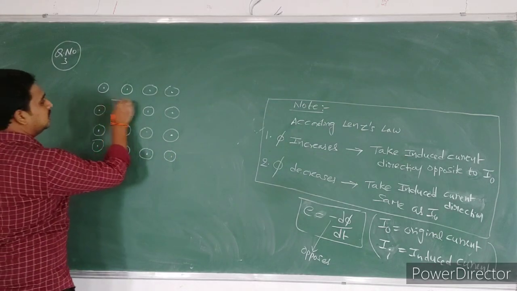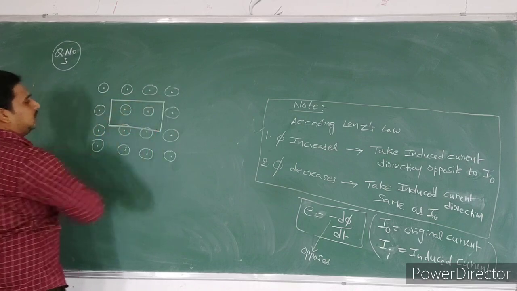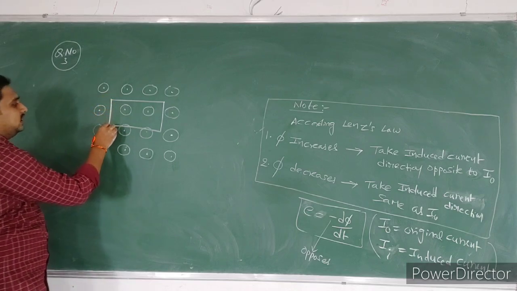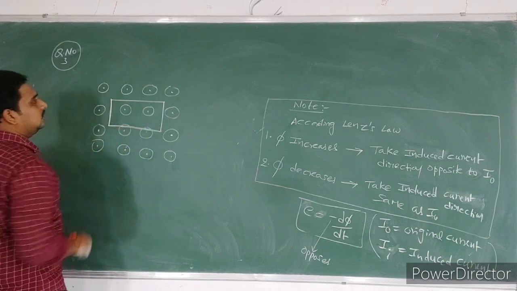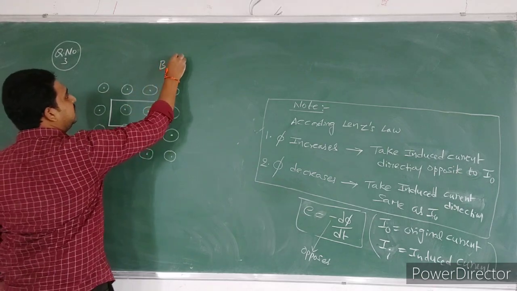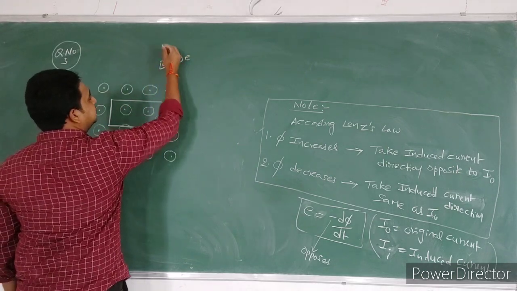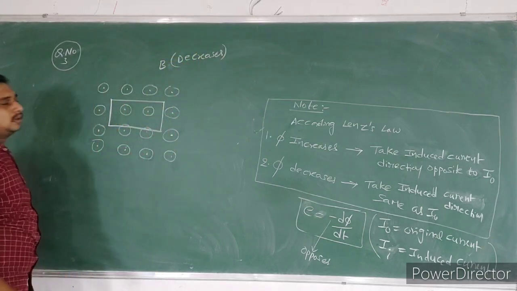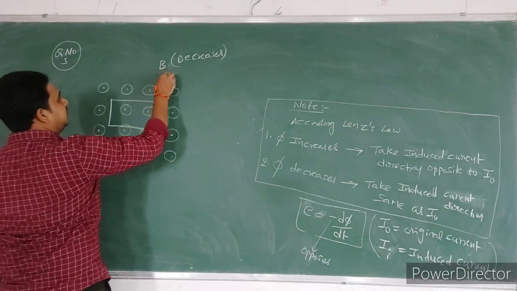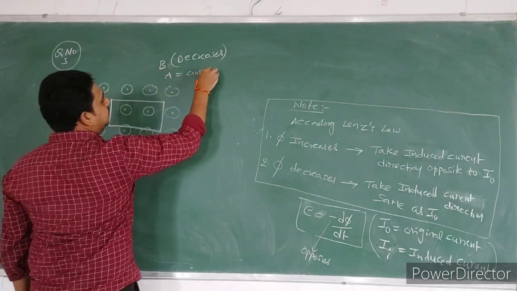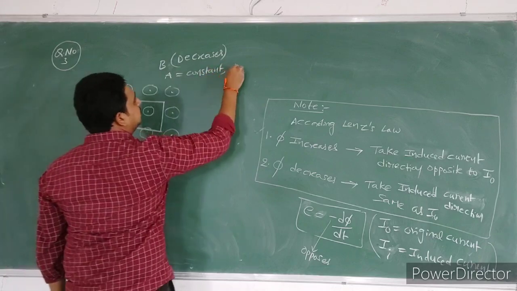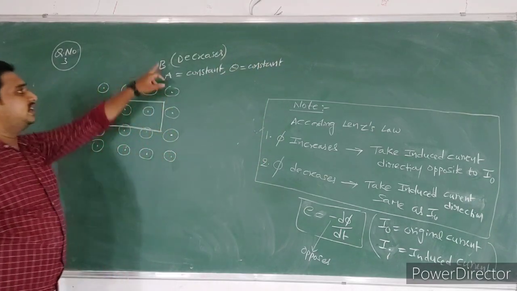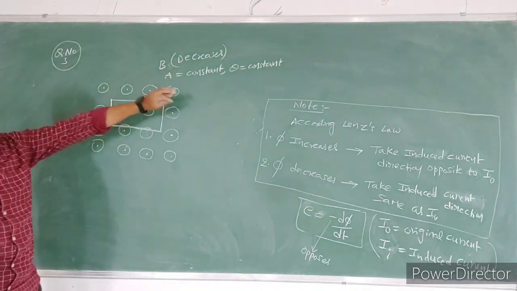Then here we consider one rectangular coil. Here the magnetic field decreases, as given in the question. Magnetic field decreases, area is constant, theta is also constant. So B decreases, area constant, theta constant.